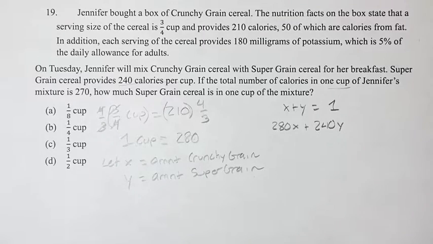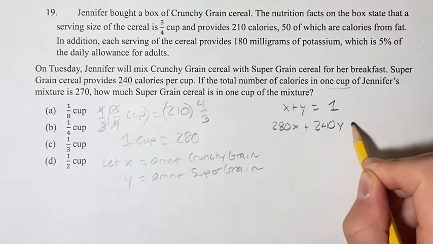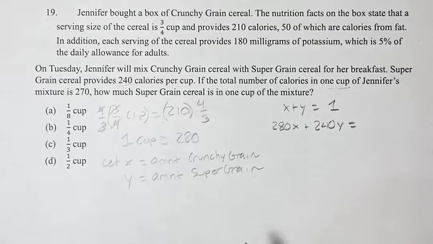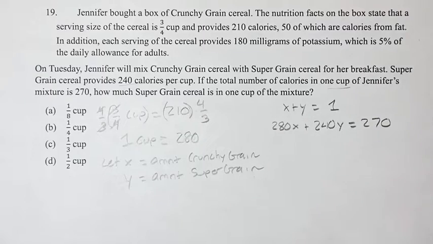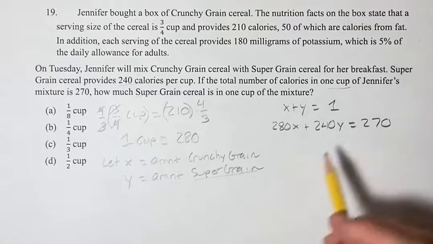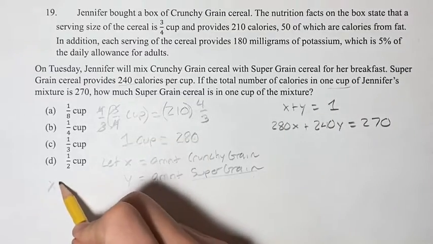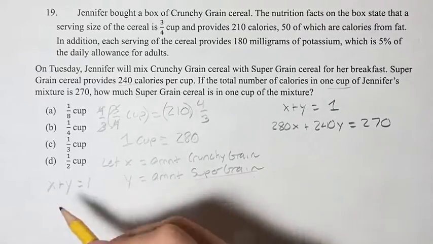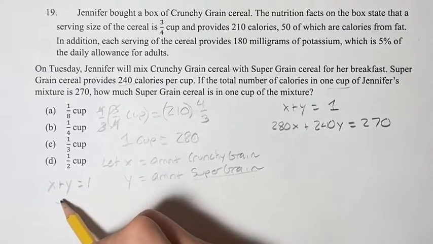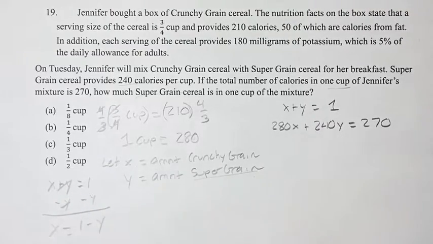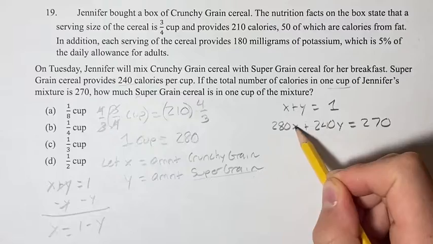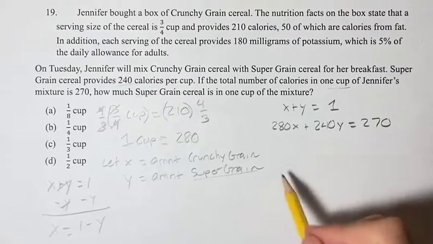So if we know that, then this is equal to the total number of calories in the entire thing, which is 270. And now we have a system of equations where we can solve for one of them. We're looking for how much super grain cereal is in the mixture, so we can solve for Y. X plus Y is equal to 1. Therefore, if we subtract Y from both sides, X is equal to 1 minus Y. Now we can plug this into this equation and have an equation where we can solve for Y.